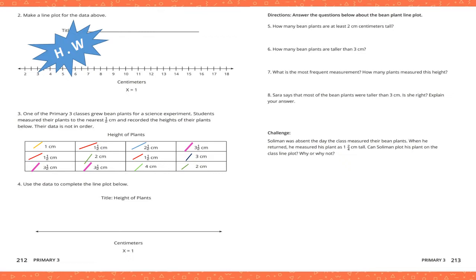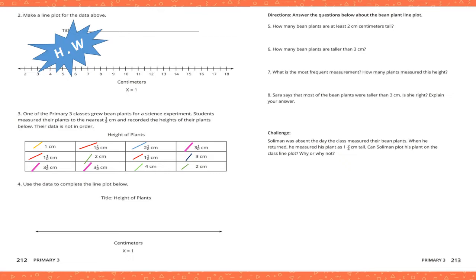Number 2, make a line plot for the data above. I will take my data from the previous page, from the table, so do it as a homework. But take care here, the key here: x equal 1. This is my key. When I put the x's on the line plot, the x here equal 1. This is homework, okay?